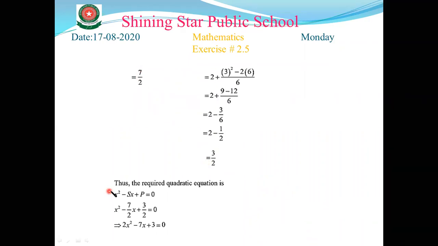Thus the required equation: put the values of S and P. When we put the values of S and P, we will get x square minus 7 over 2 x plus 3 over 2. Now take the LCM, and when we take the LCM, we multiply 2 on both sides. So 2x square minus 7x plus 3 is equal to 0.